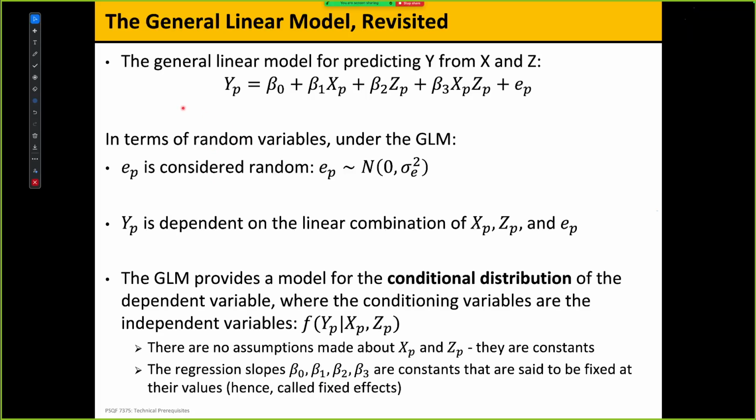Let's go a little bit further. Remember the general linear model, predicting y from x and z. So y for a person is equal to beta 0 plus beta 1 times x plus beta 2 times z plus beta 3 times the product of x and z, the interaction. And then we have an error term, a residual term, e. In terms of random variables, e is considered a random variable. So e is said to follow a normal distribution with a mean of 0 and a variance of sigma squared. And technically speaking, this is independent and identically distributed as normal.